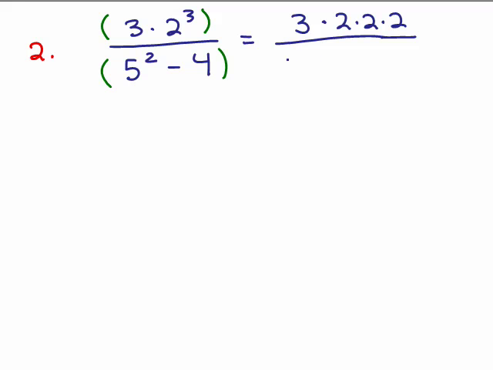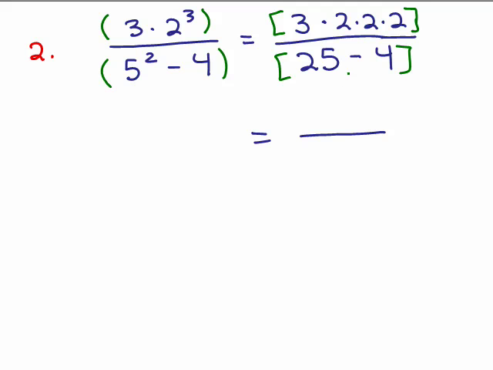And in the denominator, simplifying this, I need to do my exponents before the subtraction. So 5 squared is 5 times 5. I'm going to do that in my head. That's easier. 25 minus 4. Now, in the numerator, again, if you'd like, you could think of it as kind of having to simplify this, and also do this before you can go on.